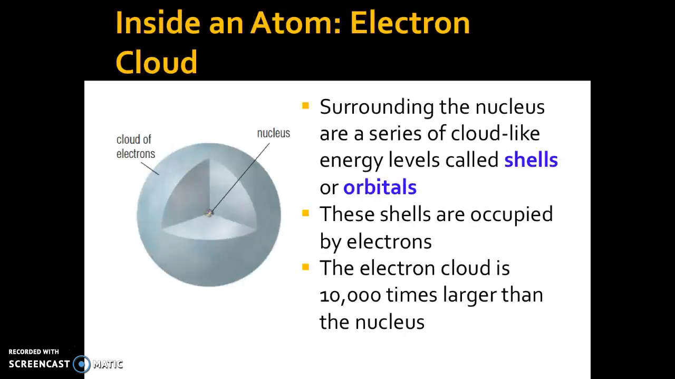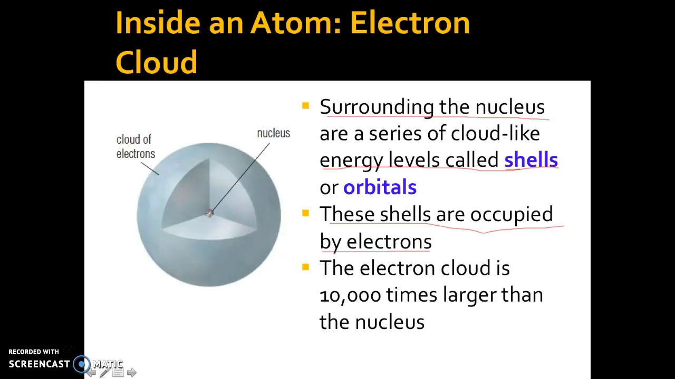All right, so now this is where you need to start taking your notes. What's inside the electron cloud? Surrounding the nucleus are a series of energy levels called shells. The shells are what we're going to talk about. So surrounding the nucleus, there are energy levels called shells. These shells are occupied by electrons. So the electrons are in the shells of the atom.